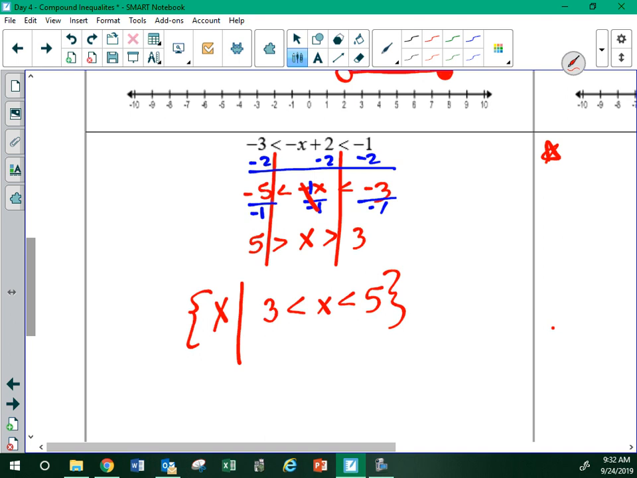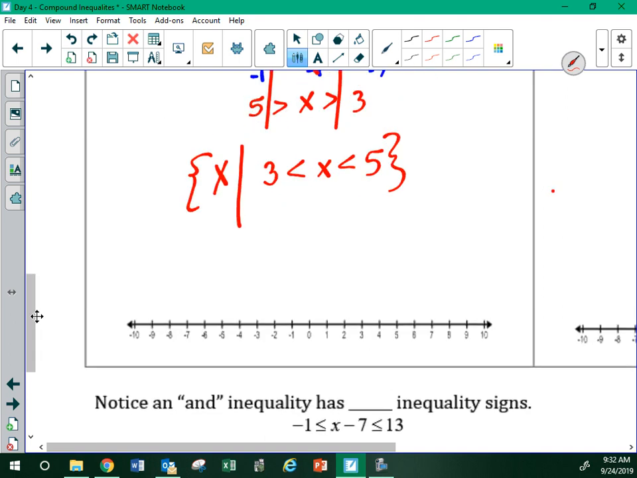So I am saying the same thing here. I'm saying x is bigger than 3. But because I put the 3 on the left, I have to switch around everything. So it's called symmetric property. We just take the whole thing and flip it around. Okay. So you guys did awesome with graphing this. Open circle at 3. Open circle at 5. Everything in between.